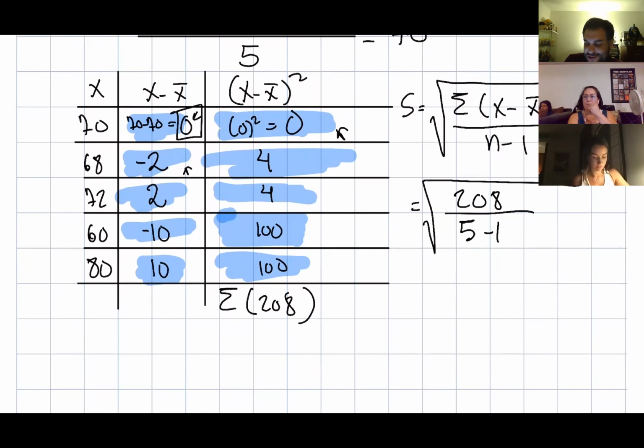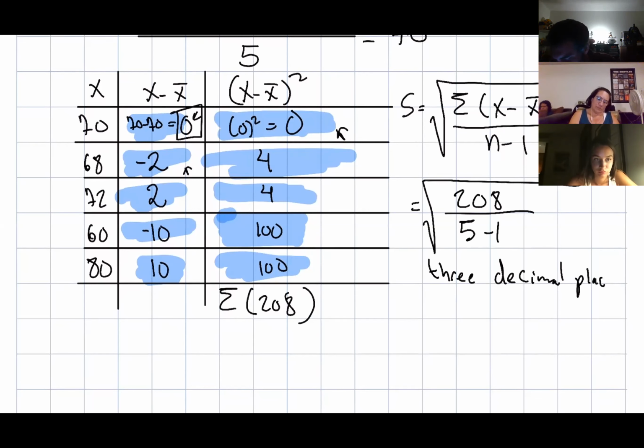All right. So say for this one, I tell you 3 decimal places. If I tell you 3 decimal places, you give me 3 decimal places. So for this one, I'm going to do this in my calculator real quickly. So you do the square root of 208 divided by 5 minus 1. You kind of want to do that in your head because that should be very simple. So 5 minus 1 is 4.